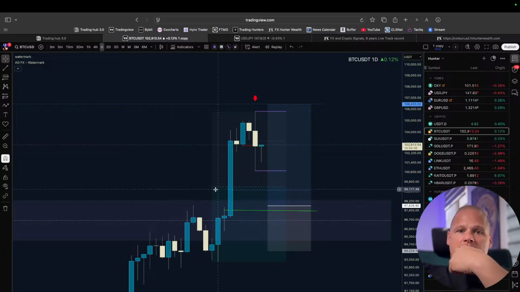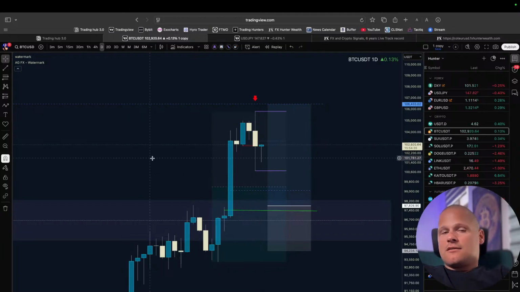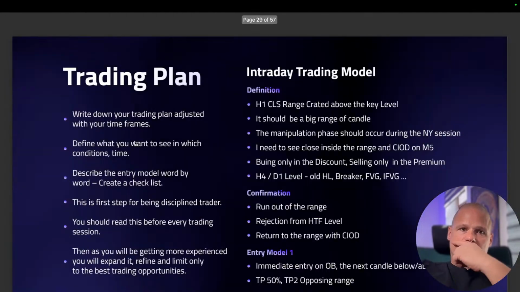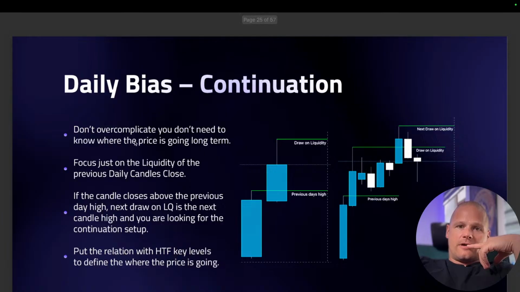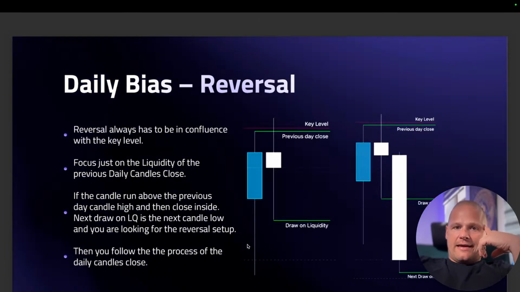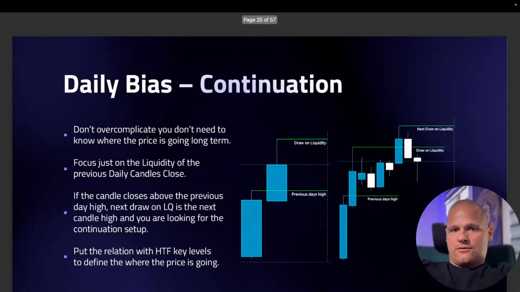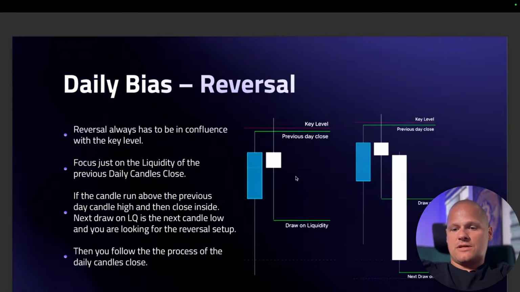Exactly. Below the previous daily low. Nice, Martin. Look here, I'll show you. When you have a candle where price sweeps the highs and closes inside, then you have the liquidity on these lows. If another candle closes below, then you have liquidity again below it. And for the continuation, if the candles are closing above, you have liquidity above. So this is the case we have on the charts right now.